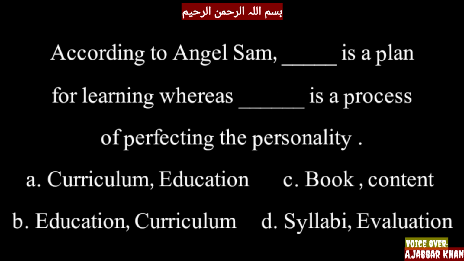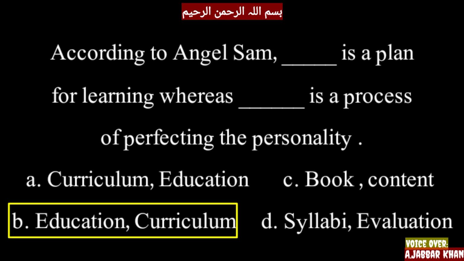According to Angel Sam, ___ is a plan for learning, whereas ___ is a process of perfecting the personality. Curriculum, education, book, content, education, curriculum, syllabi, evaluation. The correct answer is education, curriculum.